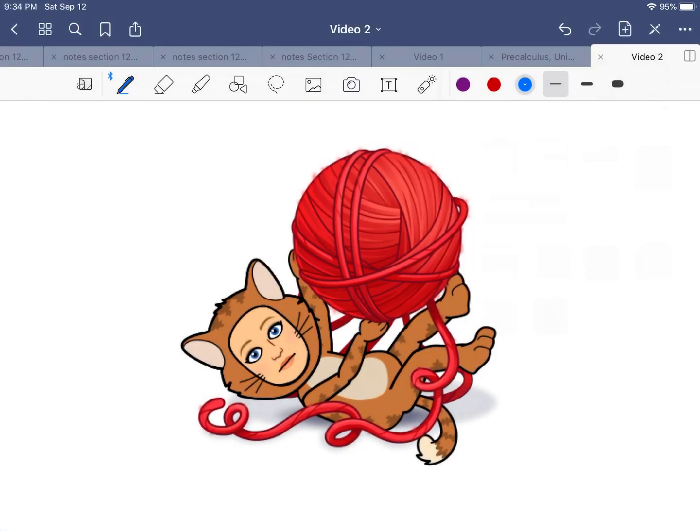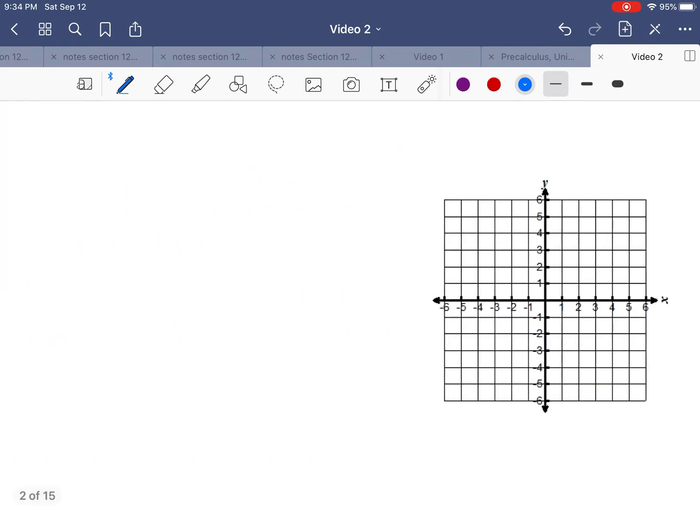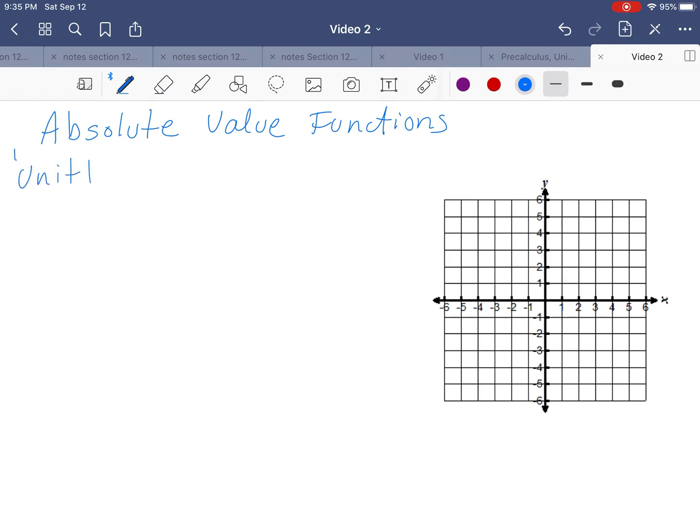All right. Hello there. So today we're going to talk a little bit more about absolute value functions like we did in class today. So go ahead and title your notes absolute value functions. And this is unit 1. So I guess I would put that beforehand. Sorry about that. All right, so absolute value functions.